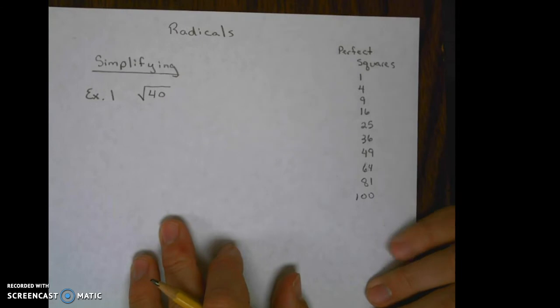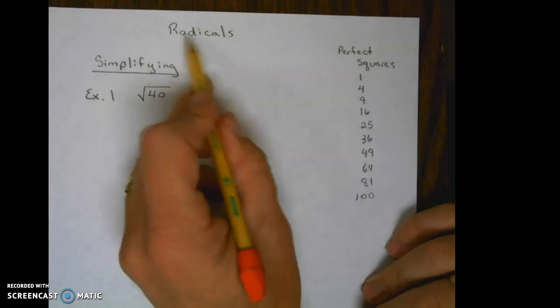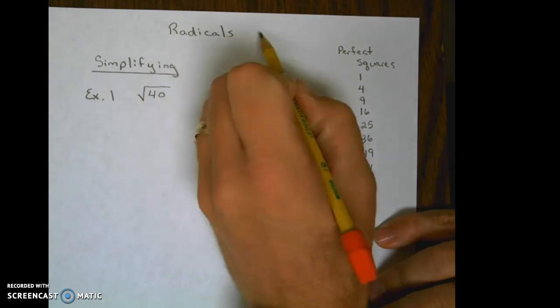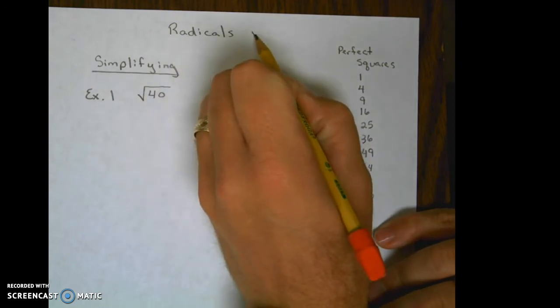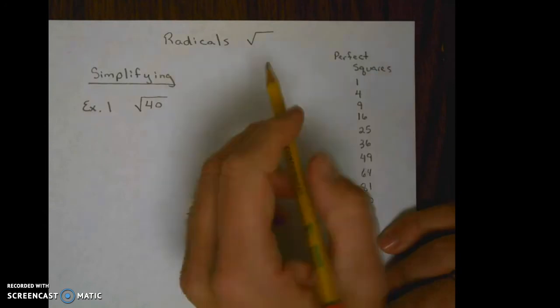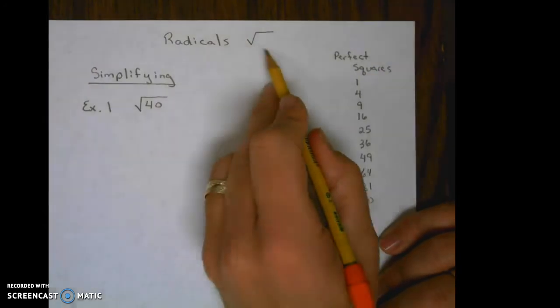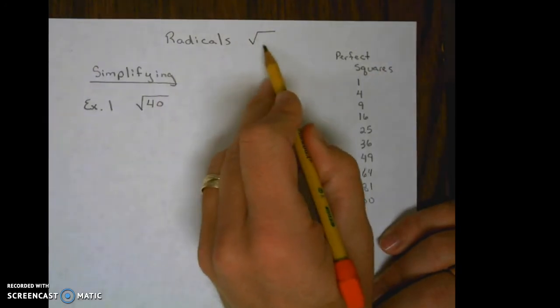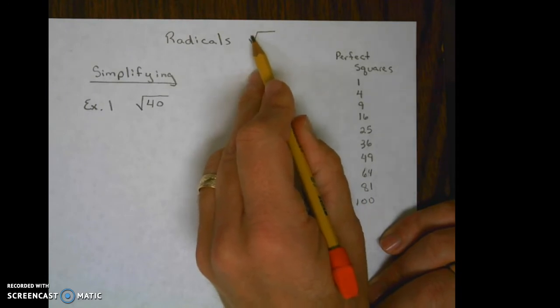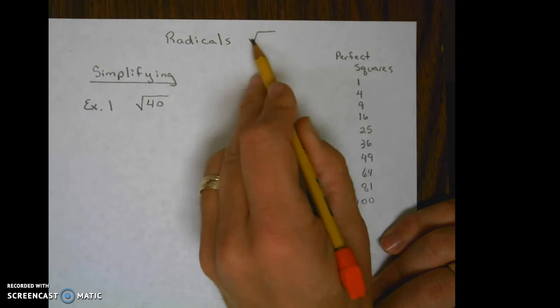Okay, today's lesson is on radicals. Well, what is a radical? A radical basically is this symbol right here. That happens to be a square root symbol. In other words, what number times itself would give us this number inside. There's an invisible 2 in this part right here. This is where the root goes. Okay? And so this is called a square root.